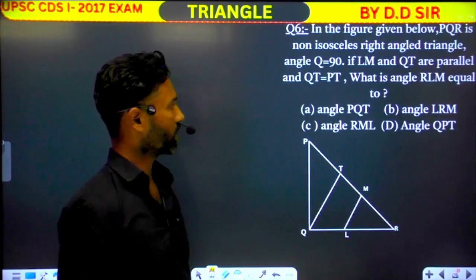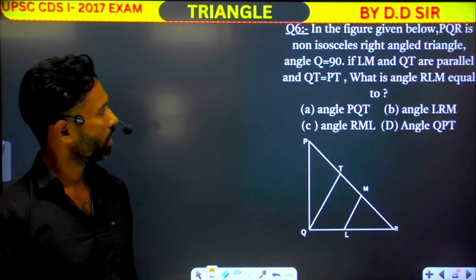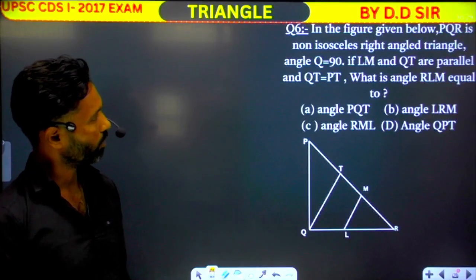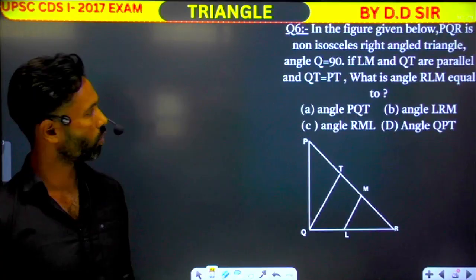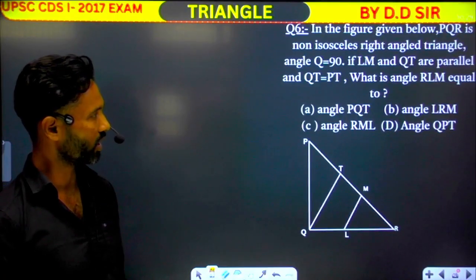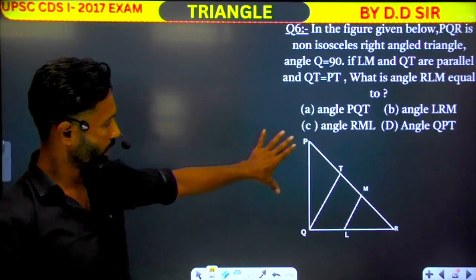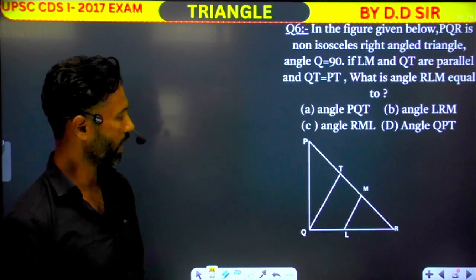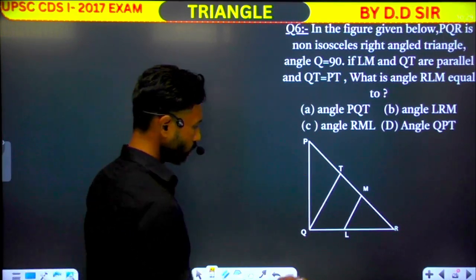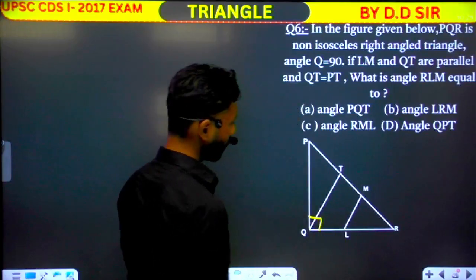And this is our next question. In the figure given below, PQR is a non-isosceles right angle triangle. It means the perpendicular and base of this right angle triangle are not equal. Angle Q is equal to 90 degrees. So this angle Q is provided as equal to 90 degrees.